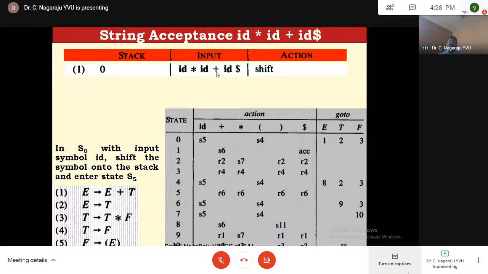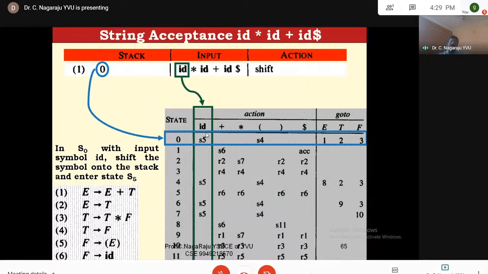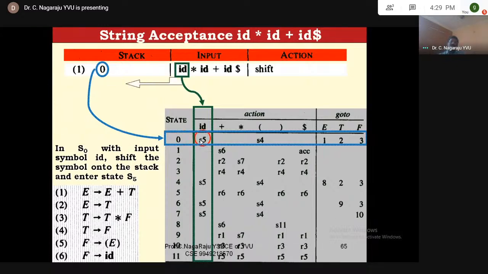You see the stack, input and action. For example, consider the stack state is 0. State 0 is pushed onto the stack. Next, the first symbol we are taking is ID. In the previous case we took that as the first symbol. So for ID, which symbol do you have to push? S5. That means state 5 and ID are pushed onto the stack, like this. So ID 5: 5 is the state number and ID is the input value. That is the pushing onto the stack.